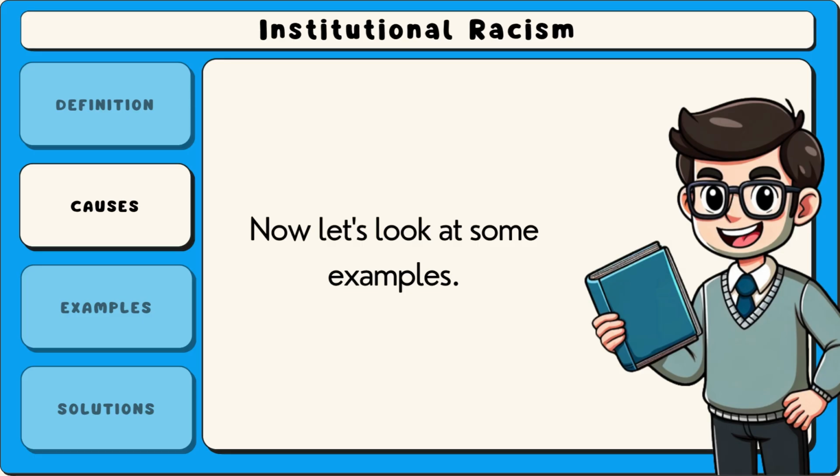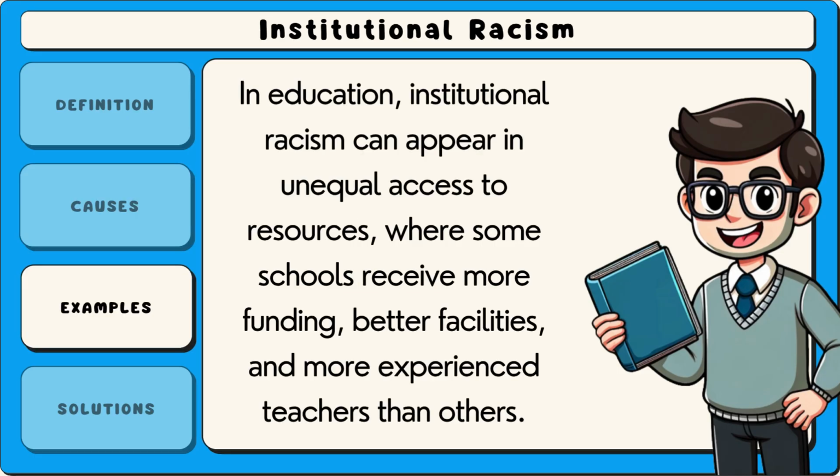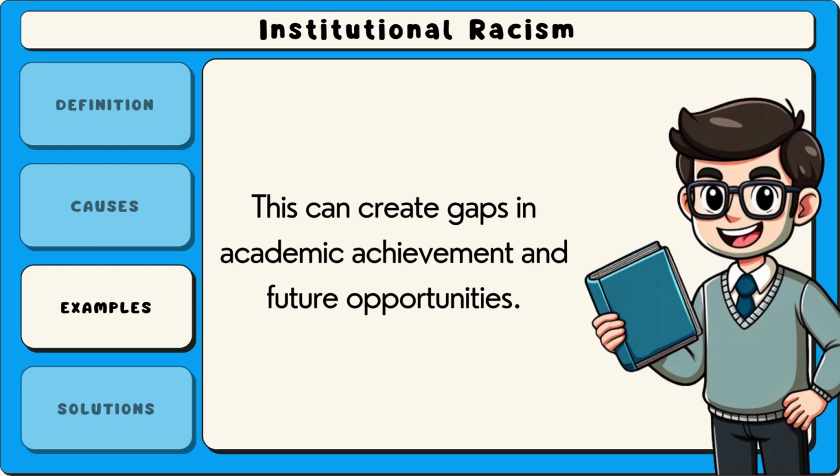Now let's look at some examples. In education, institutional racism can appear in unequal access to resources, where some schools receive more funding, better facilities, and more experienced teachers than others. This can create gaps in academic achievement and future opportunities.